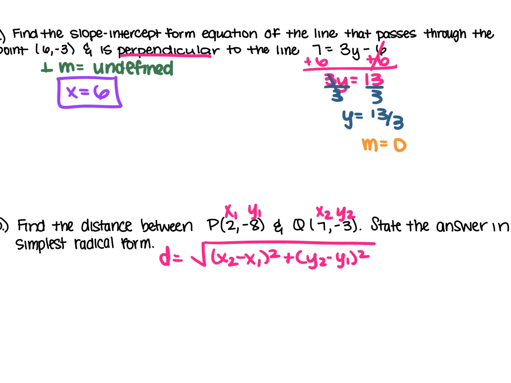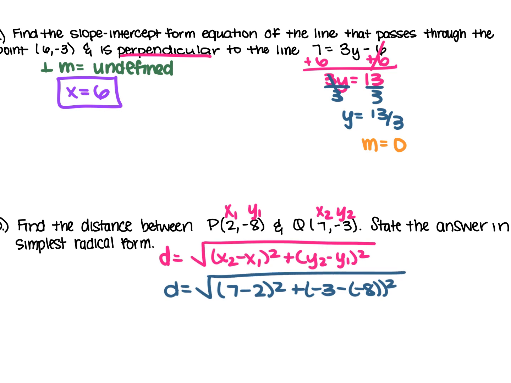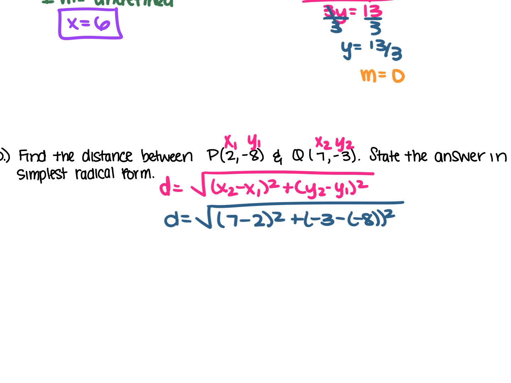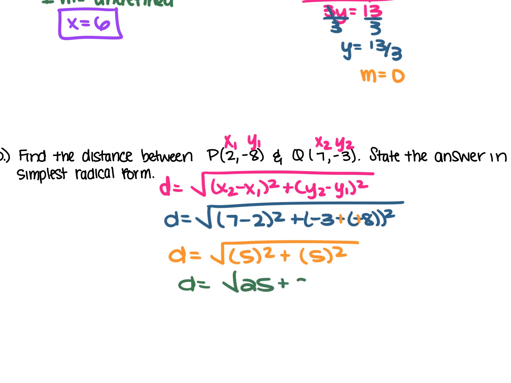So plug these values in. We're going to have the square root of (7 - 2) squared plus (-3 - -8) squared. So from here, that 7 minus 2 gives us 5 squared. The -3 minus -8 becomes -3 + 8, which is 8 minus 3. That's also 5 squared. Your 5 squared is 25. So you have the square root of 25 + 25, which is the square root of 50.